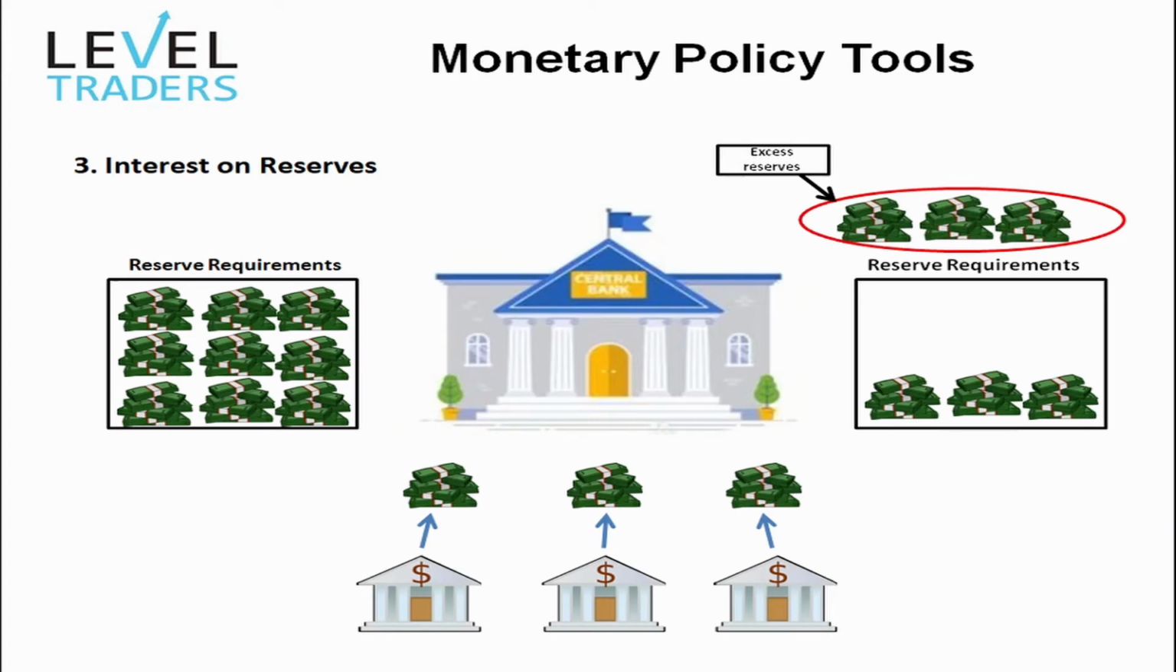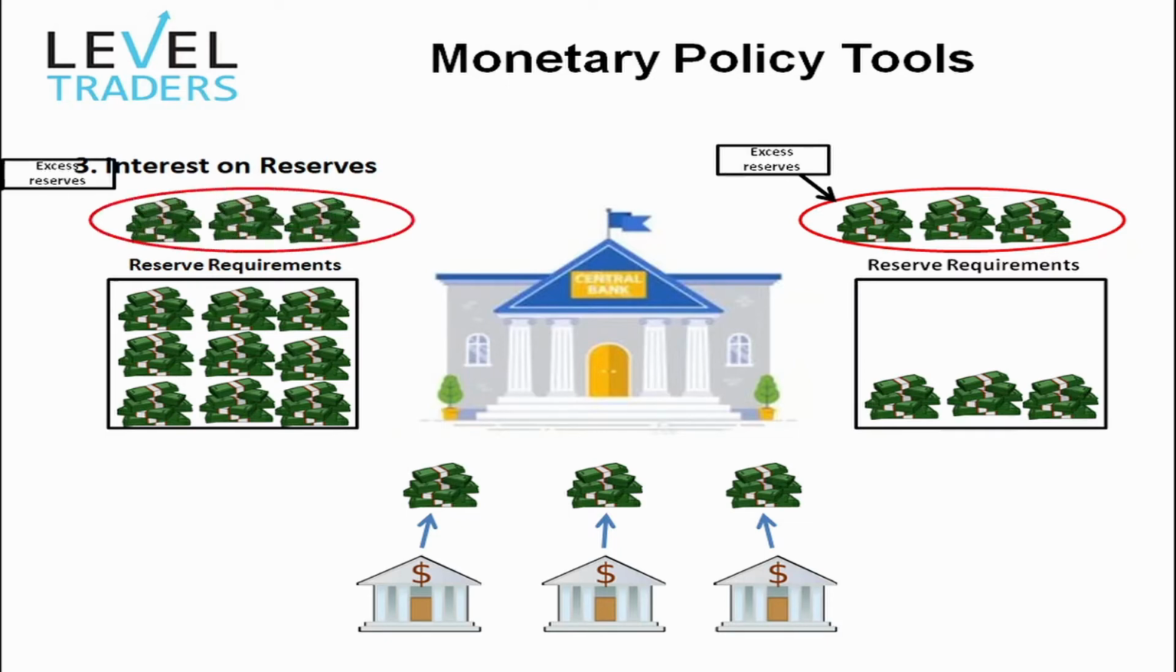Now, if the Fed wanted banks to lend more, the Fed can reduce the interest rate on those excess reserves. That way, if there's less interest to be earned on the reserves, there's less incentive for banks to hold that money with the Fed. They may as well lend that out and earn some more interest. And it's the reverse. If they increase the interest on reserves, there's more incentive for banks to hold excess cash with the Fed instead of lending that out.